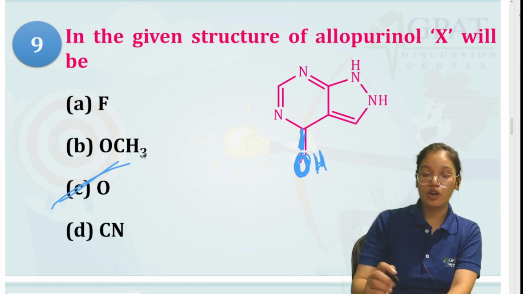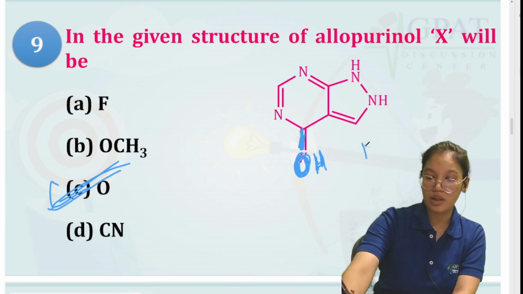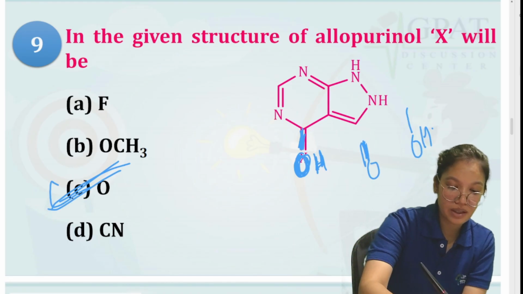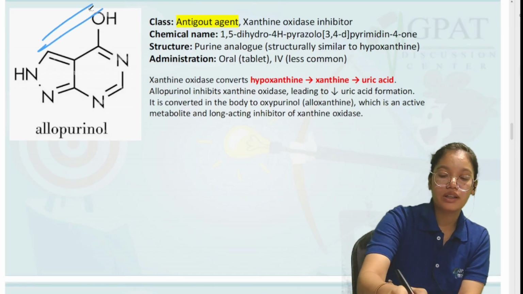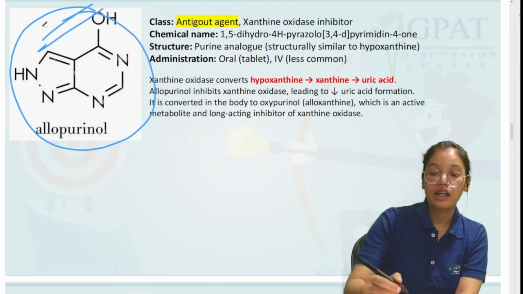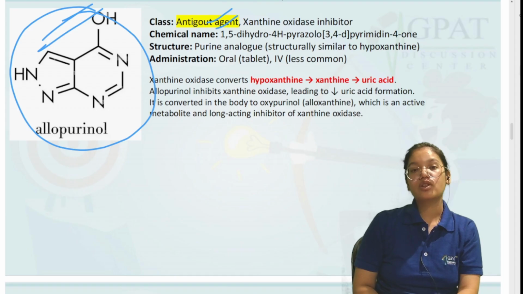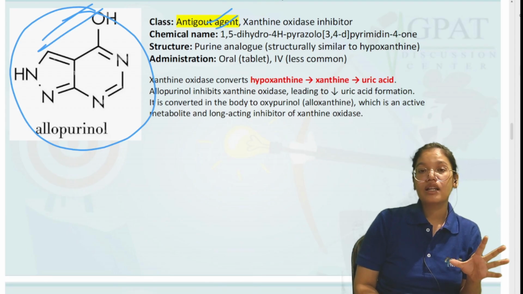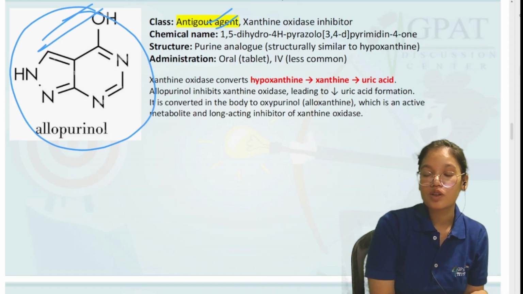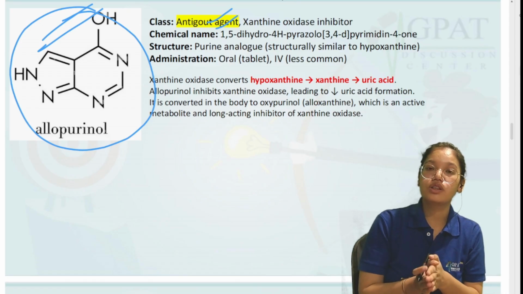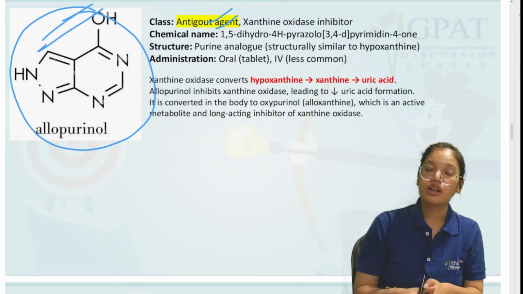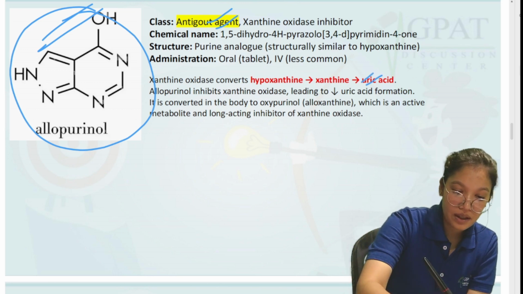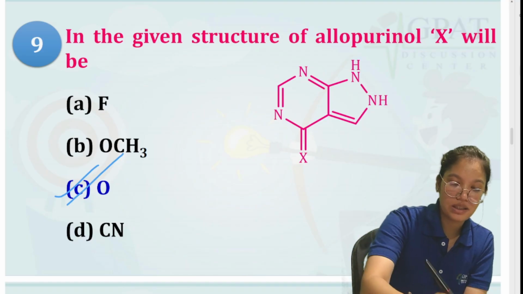Okay, the allopurinol contains an O here, so double bond O, or we can say single bond OH. These are the same things. So allopurinol, this is the structure. Again, it is an anti-gout agent. Whenever the uric acid concentration in our body increases, that leads to gout. So there this allopurinol is used, that is the anti-gout agent. It decreases the uric acid level in our body. So C is the right one.